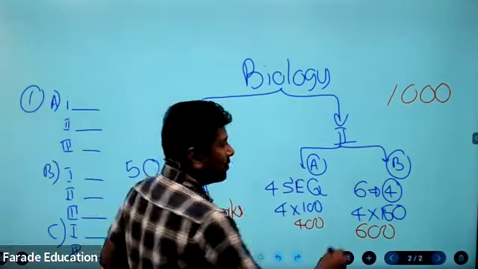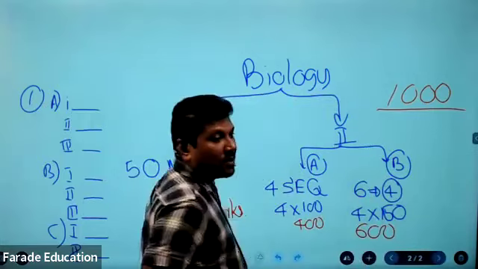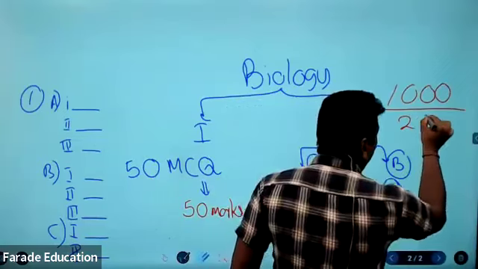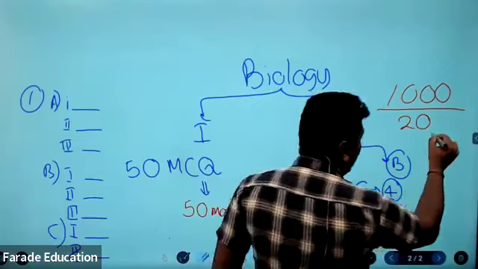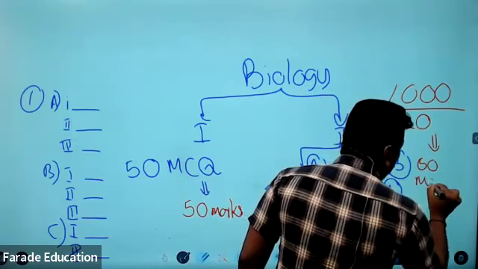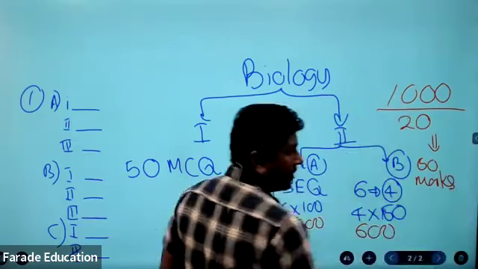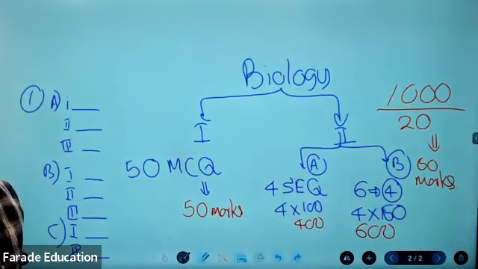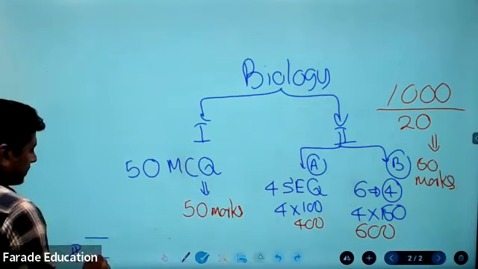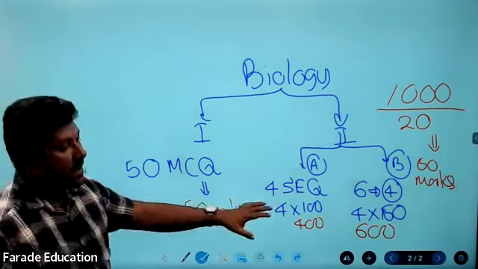So how to get 50 from this 1,000? It is divided by 20. Right? So you get 50 marks from part 2. Right? So this is the format of the exam paper.